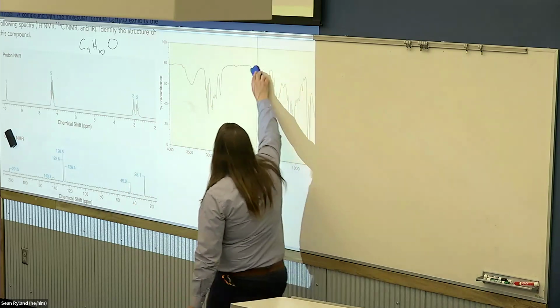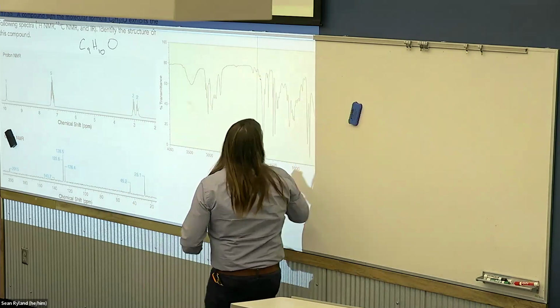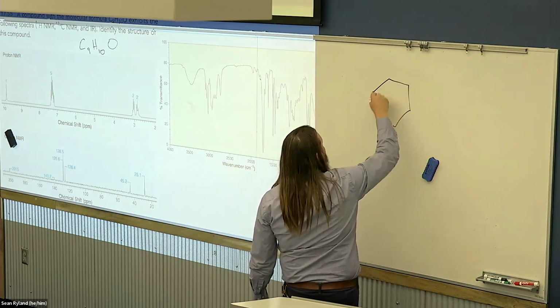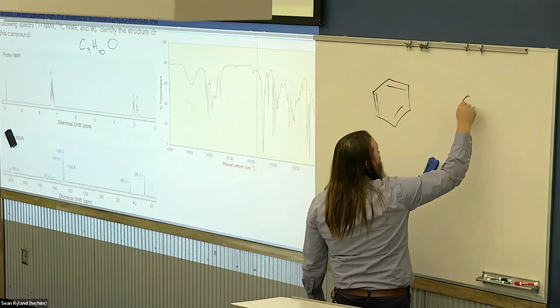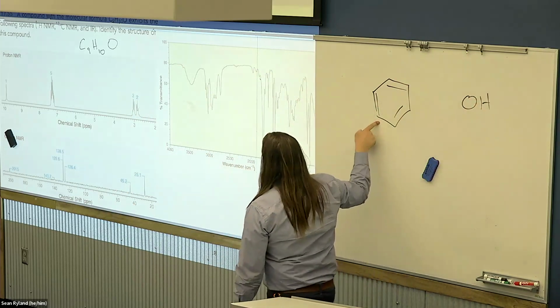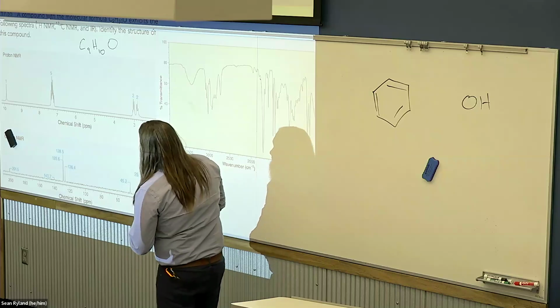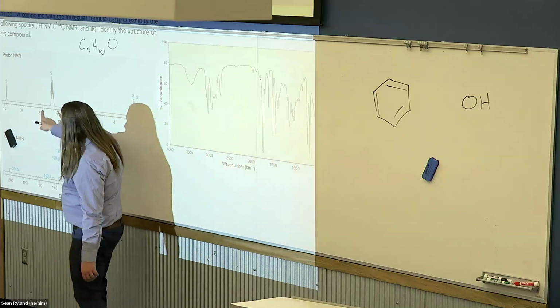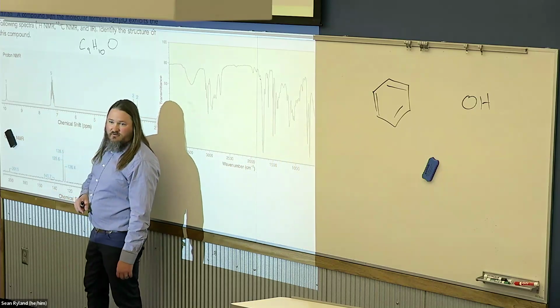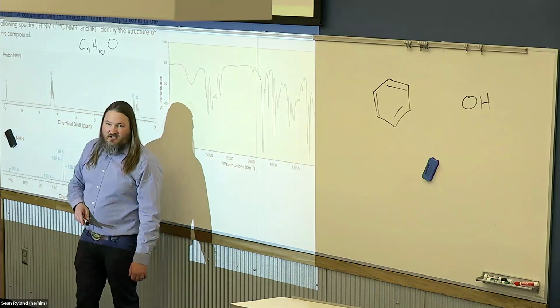We do know there's an alcohol, so we're probably looking at a phenol. But at the very least, we know we've got this. So there's 6 carbons. We know from the integration that's a monosubstituted benzene.